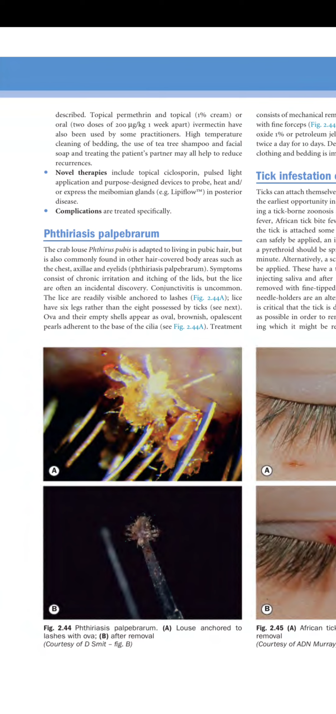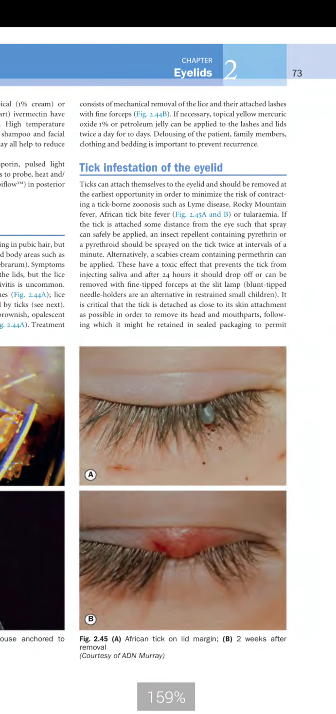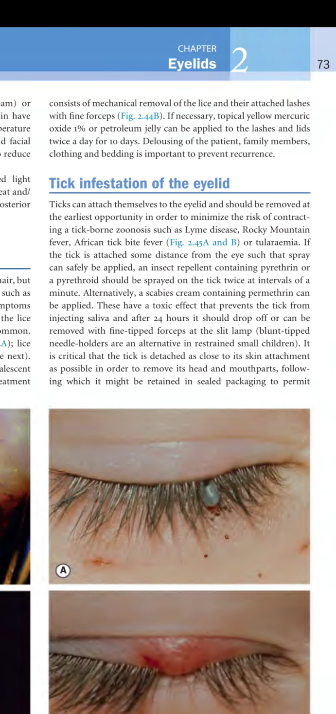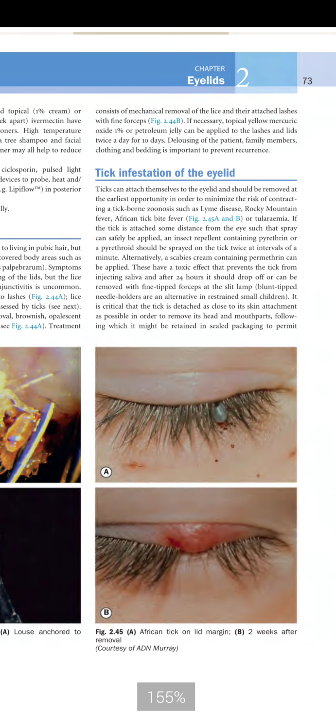So basically, as lice in the hair cause a lot of irritation and itching, the lice in the eyelid also cause itching. It has 8 legs. You can see this is Phthirus pubis palpebrarum, and this is the ova of that Phthirus. What we do is mechanically remove that lice, and sometimes we can also use petroleum jelly.